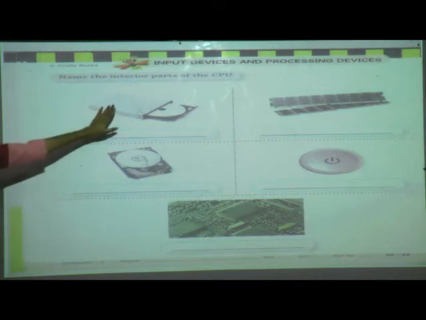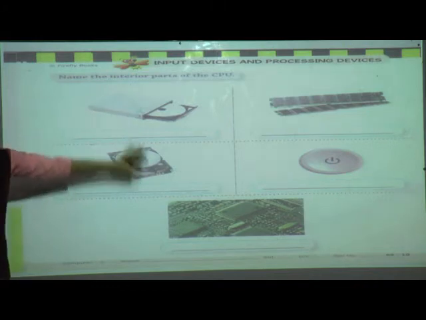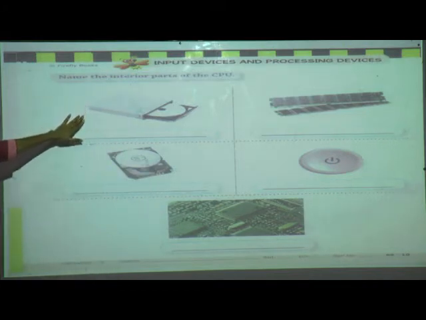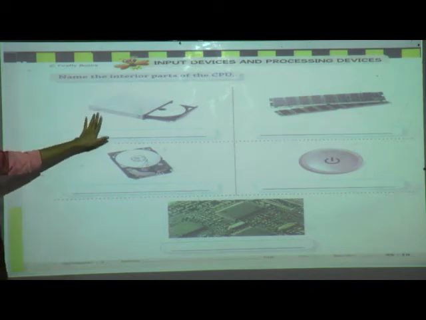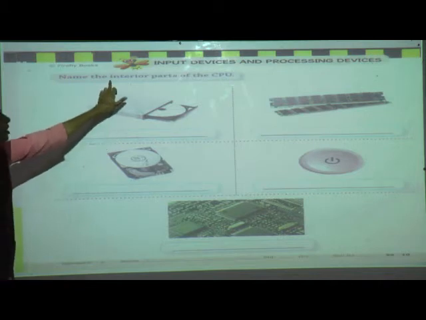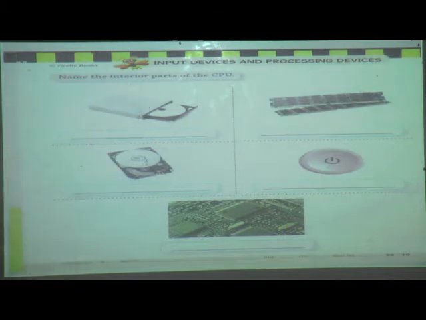What is the first part? We can't see it from outside, but it is present inside. That's why it is called the interior parts of computer. What is the first one? CD drive. Good.